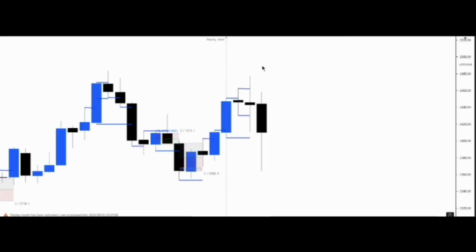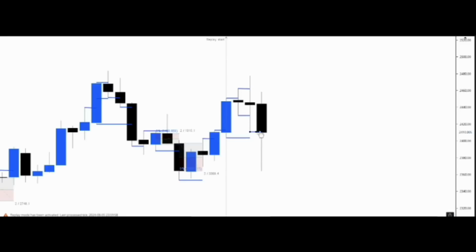So as you can see, like I said, it took out this high and price went down. I forgot to tell you where is going to be your target. Your target is going to be right here, this low. The low of the previous candle is going to be your target, and that target was achieved easily.